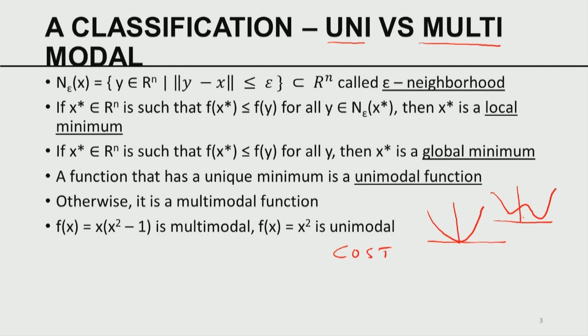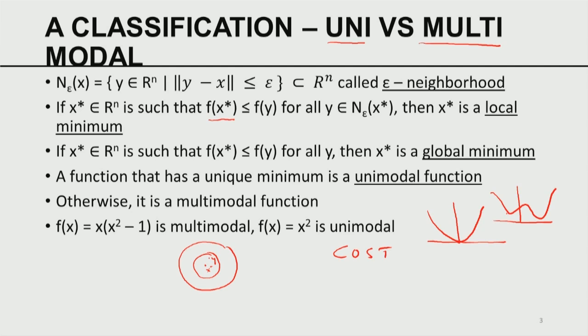Now let us describe mathematically what is the minimum. Let f be a function. Let x star be a point at which the function attains the minimum. What is the property of the function at the minimum? If I consider any point in a small neighborhood of the minimum, so let us draw a little picture. Let this be the minimum point x star. If I consider a small neighborhood around that, this is y. The value of the function at y in a small neighborhood of x star is always larger than at x star. So in this case, x star is called the local minimum.